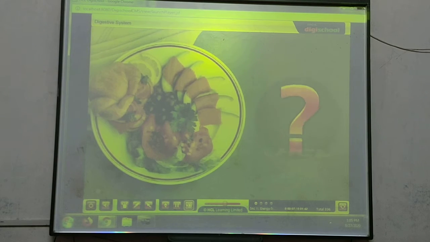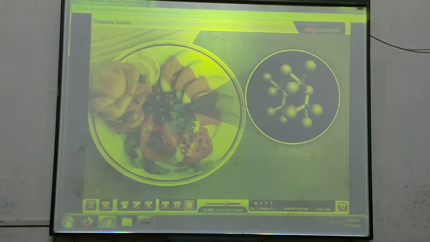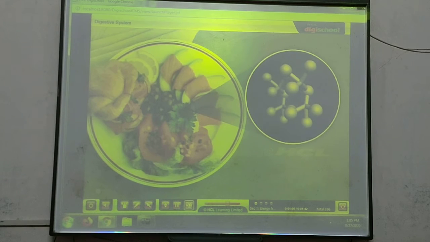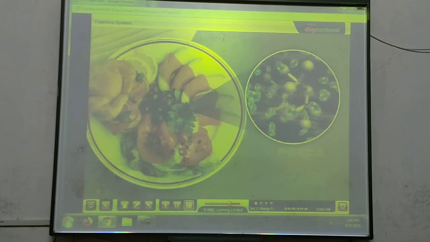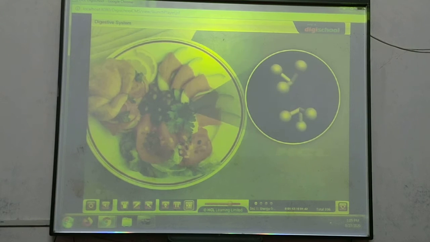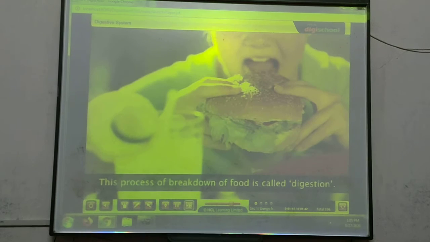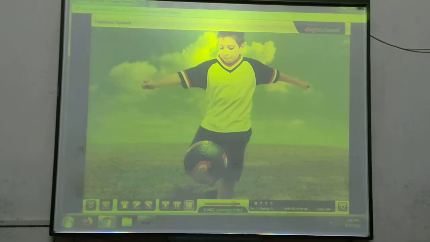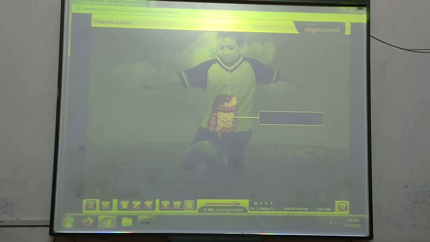How? The food we eat is made up of substances that don't give us energy directly. To get energy from the food, it needs to be changed or broken into simple forms. This process of breakdown of food is called digestion. The process of digestion is carried out inside our bodies by the digestive system.